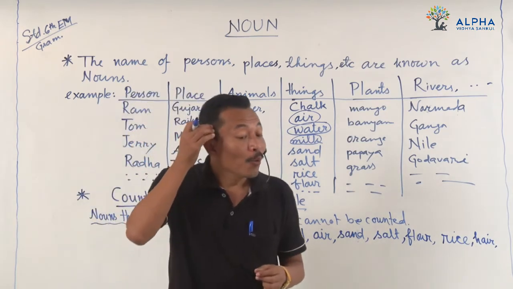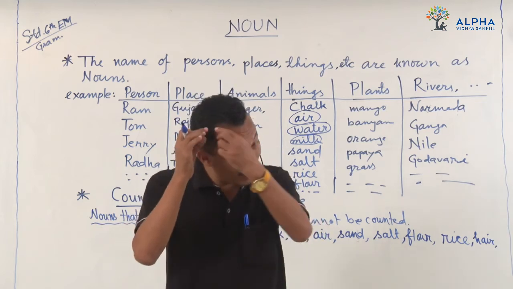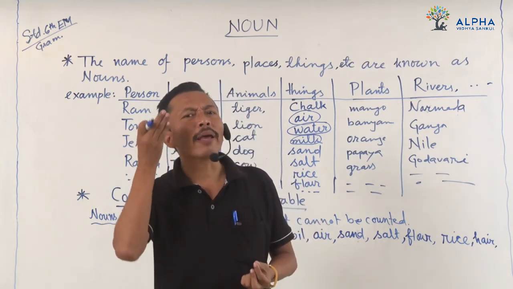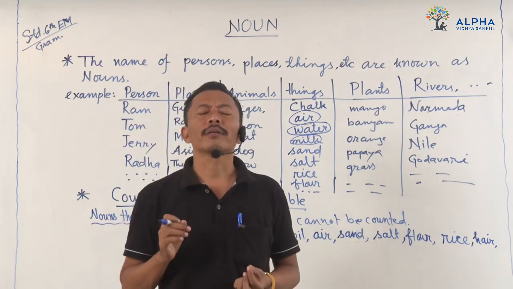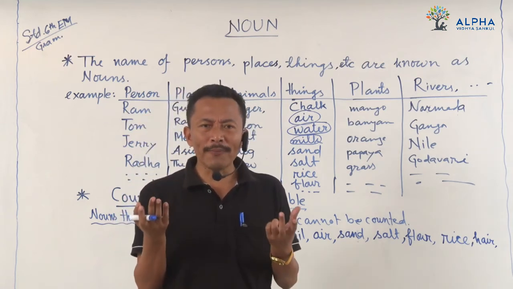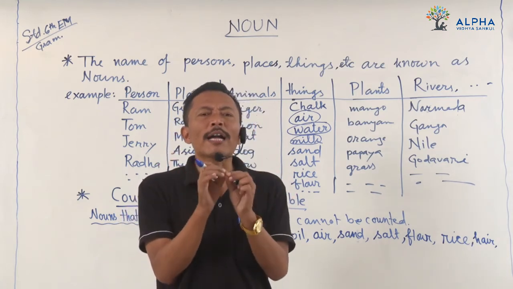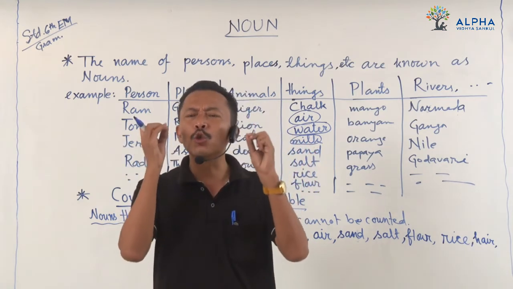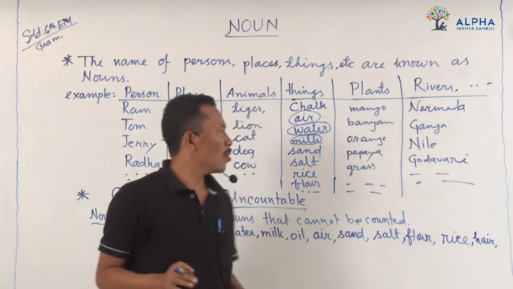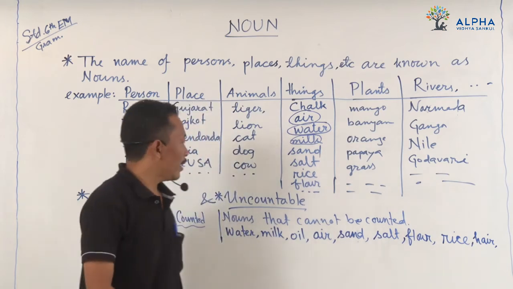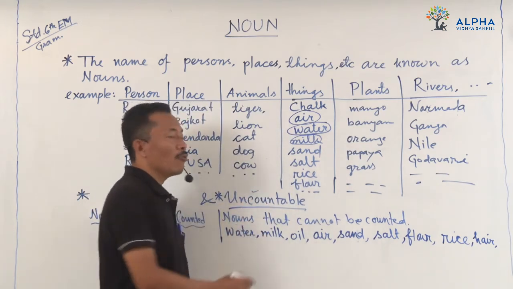But actually, we can count the hair. Here we can count 1, 2. But what is the purpose of counting hair, my hair or your hair? There is no benefit. There is no reason. We human beings are not engaged in such stupid and nonsense things. So hair is also listed as uncountable.